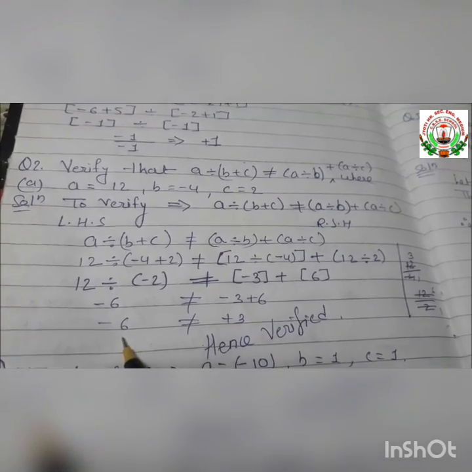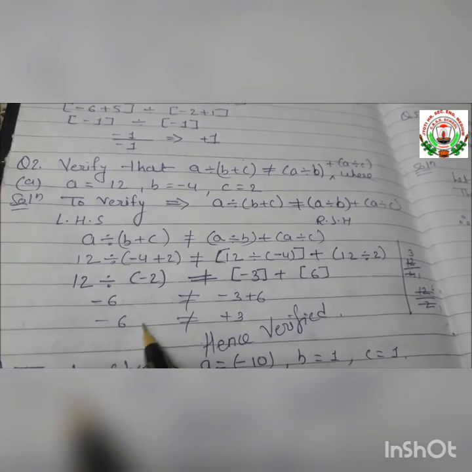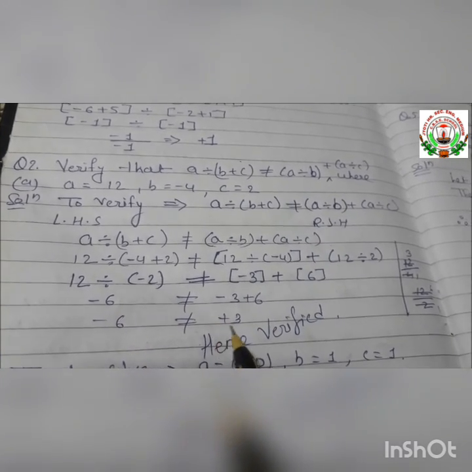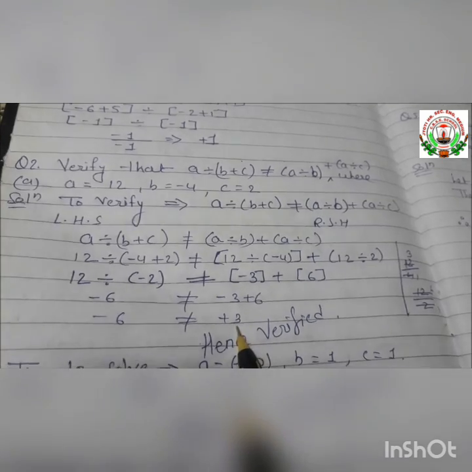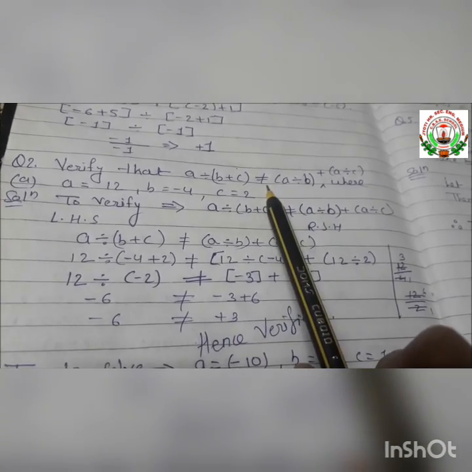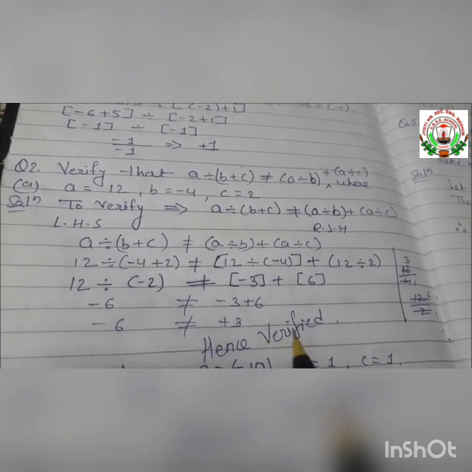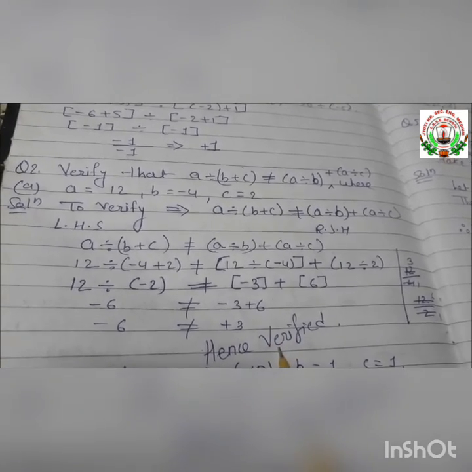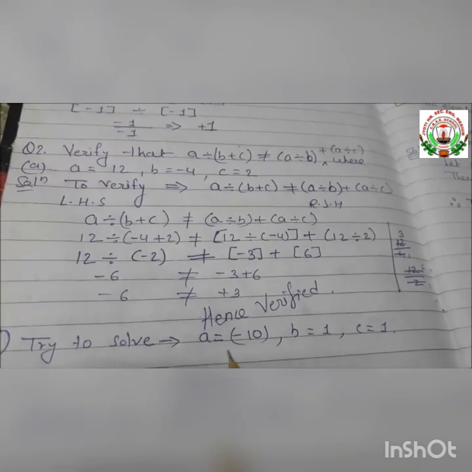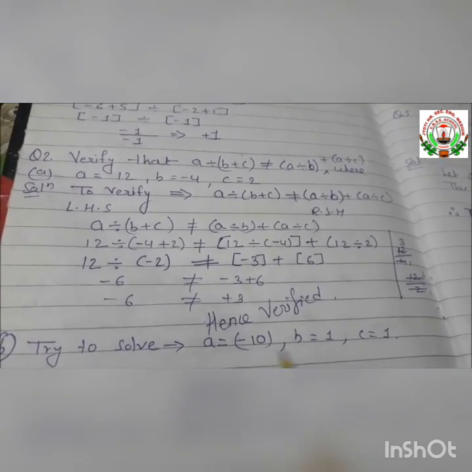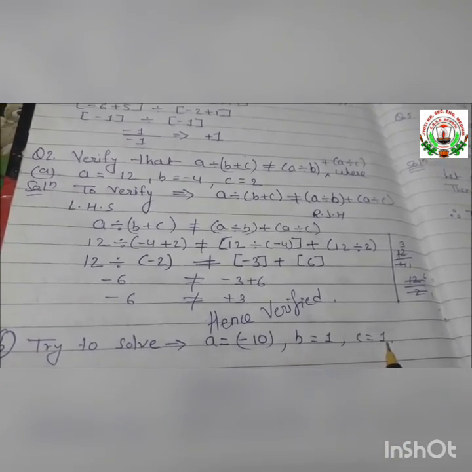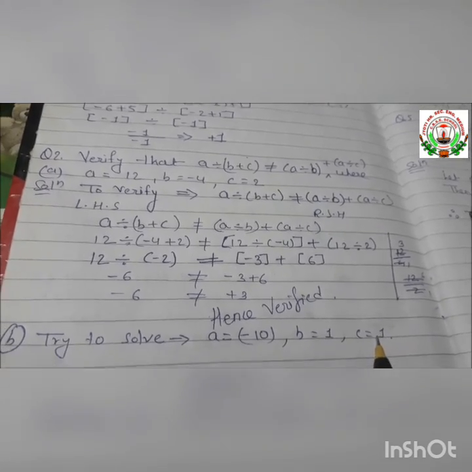Now look. LHS side the answer comes minus 6 and RHS side the answer comes plus 3. As in the question, it is not equal. Hence LHS is not equal to RHS. Thus the question is verified. Try to solve on your own by changing the values to A as minus 10, B as 1 and C as 1.